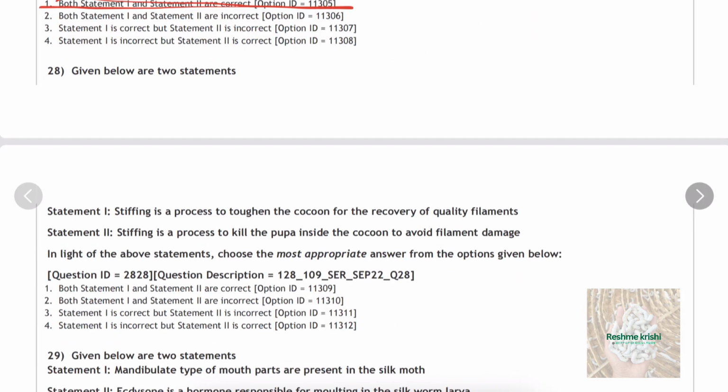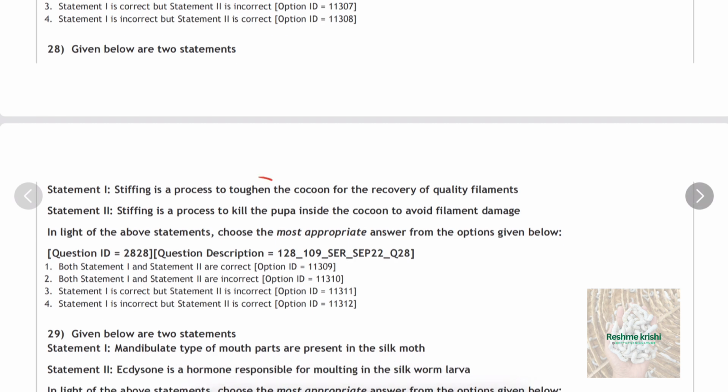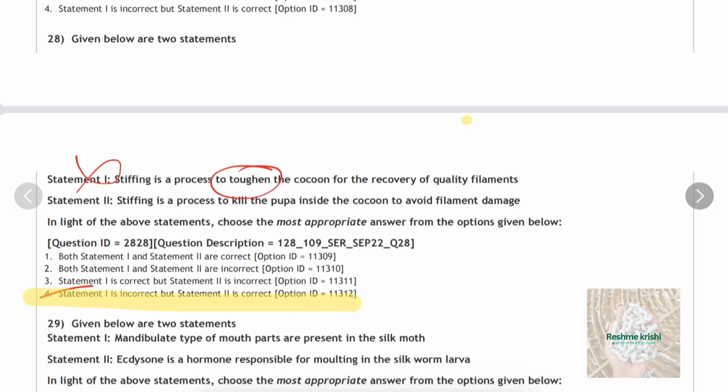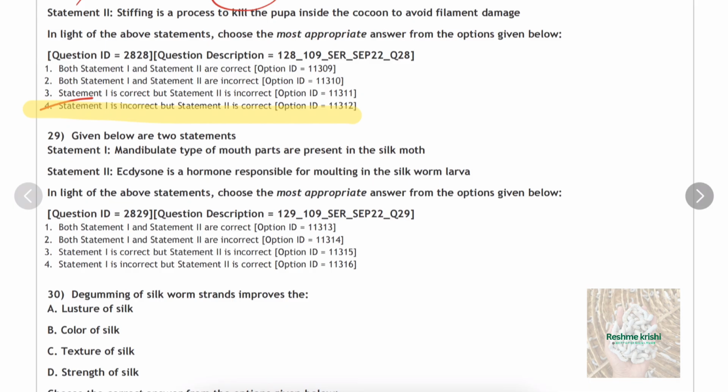28. Given below are two statements. Stifling is a process to stiffen. It is wrong. Stifling is a process to kill the pupa inside the cocoon to avoid filament damage. It's true. So statement 1 is incorrect, statement 2 is correct. Some questions will be direct, but read once again. Here I am discussing on the time factor, so I am doing it fast, but read. Some particular questions are there where just one word will make the whole question wrong. You will even know the answer.